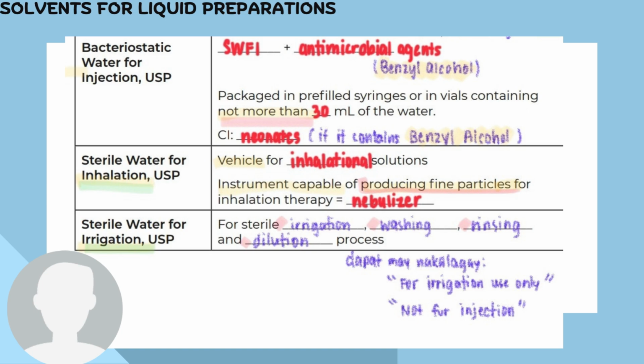So kung naa mo makit-an nga bottle nga sterile water for irrigation, always remember dili na siya for injectables. It's only for washing, rinsing, or irrigation sa surgical areas.